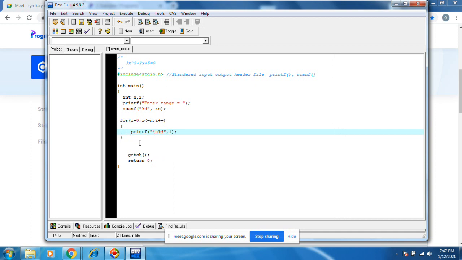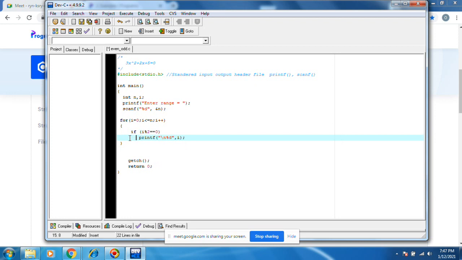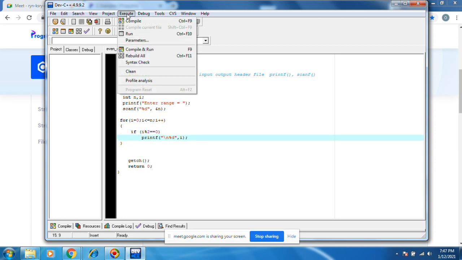Correct? I want to print even numbers. Then how to print even numbers? I want to print only even numbers. If I percent 2 equal to 0. Any number I, 1, 2, 3, 4, 5 until 15, if the number is divisible by 2, we are printing it. Print even numbers. Execute, compile and run.